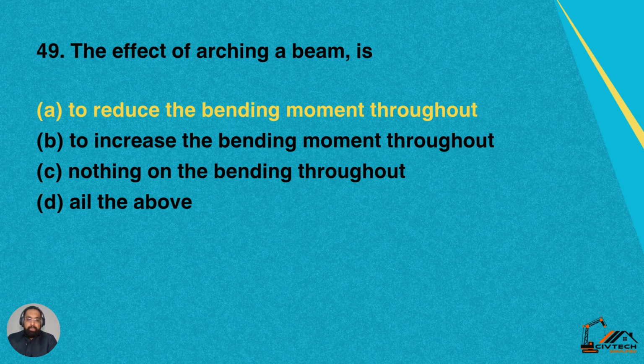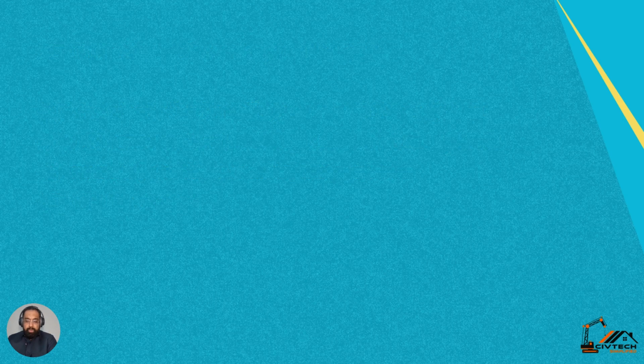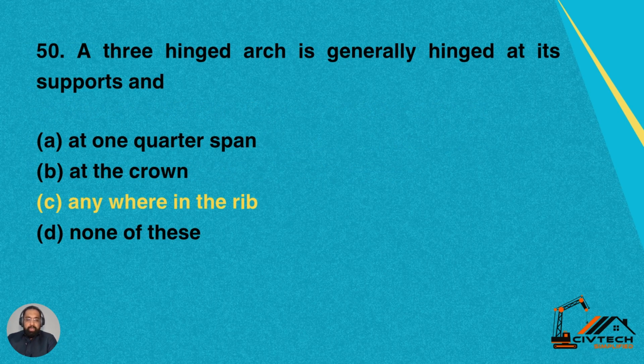Question 49. The effect of arching a beam is option A, to reduce the bending moment throughout; option B, to increase the bending moment throughout; option C, nothing on the bending moment side; option D, all of the above. So the effect of arching a beam is to reduce the bending moment throughout. A is the correct option for this question.